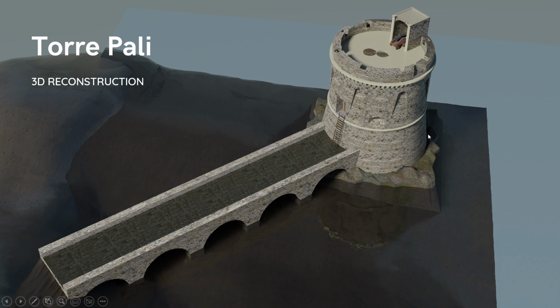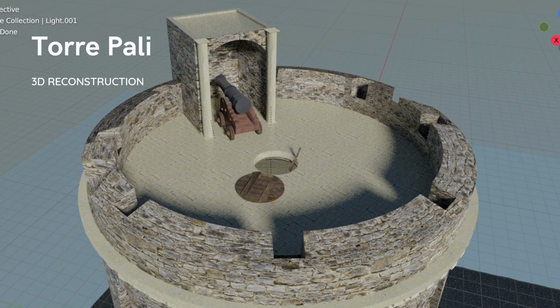We can see from the renderings how the tower is reflected in water as in reality, or the tower is seen from above with a trapdoor that probably connected the floors together. We leave you with this rendering and now let's start the 3D modeling of Torre Pali.